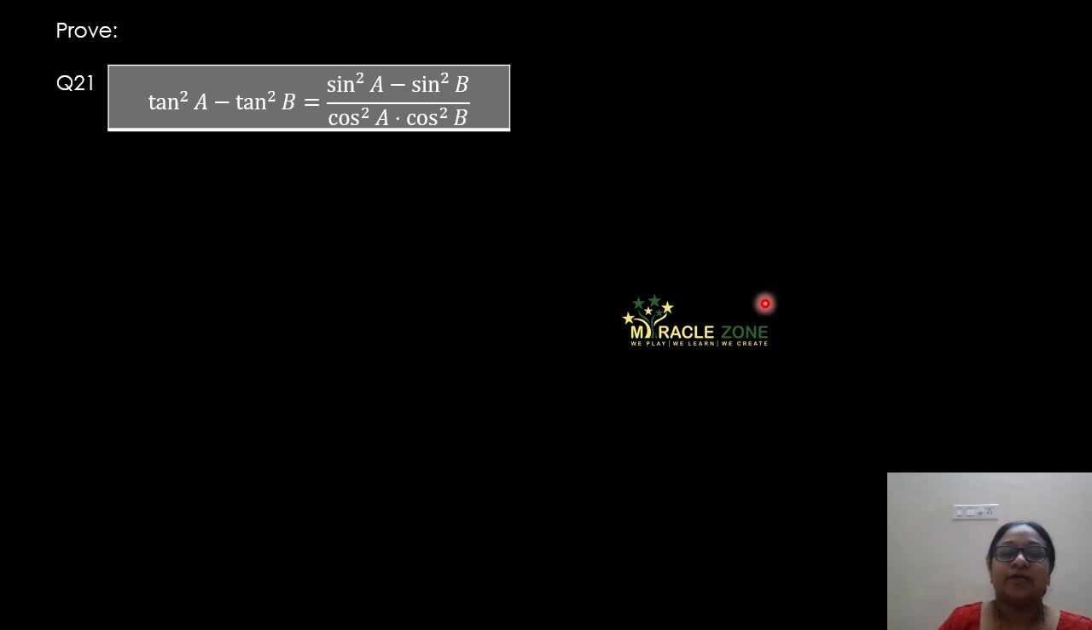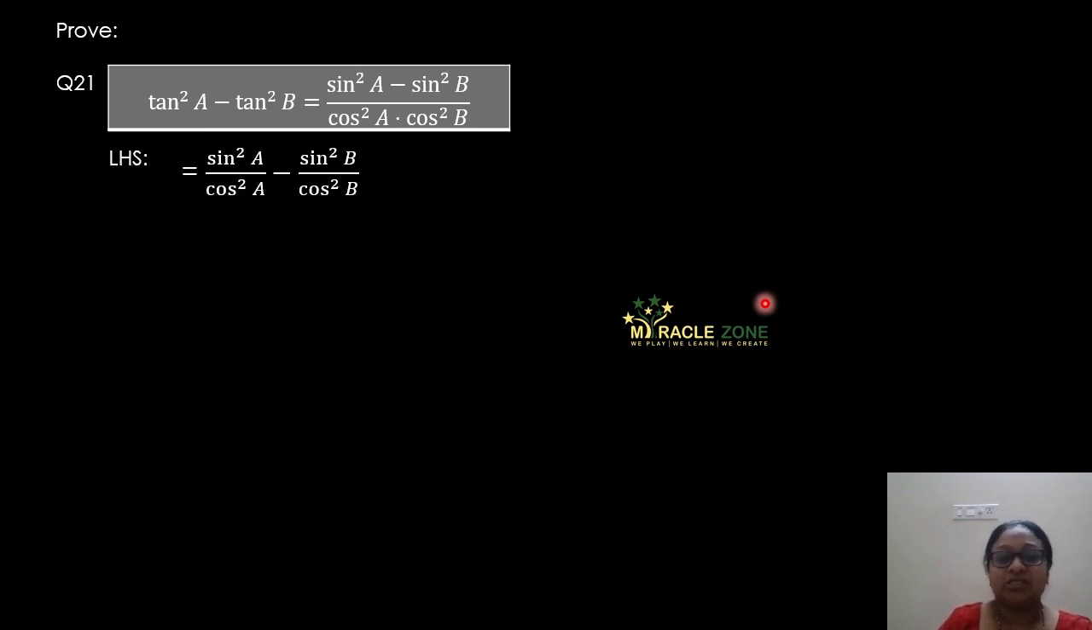Hello students, today we will be continuing the exercise problems from the trigonometry chapter. Let's see exercise 21a. Tan square a minus tan square b equals sin square a minus sin square b by cos square a into cos square b.